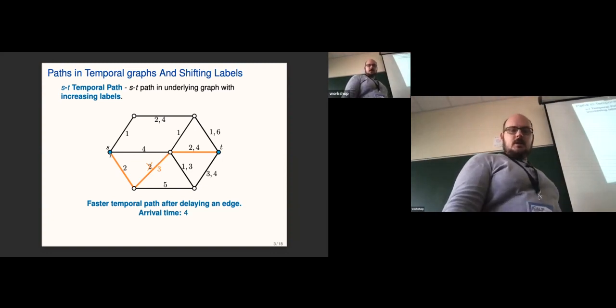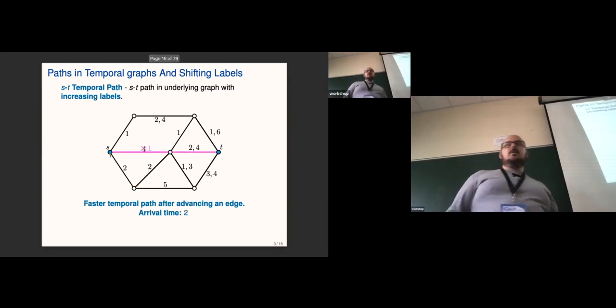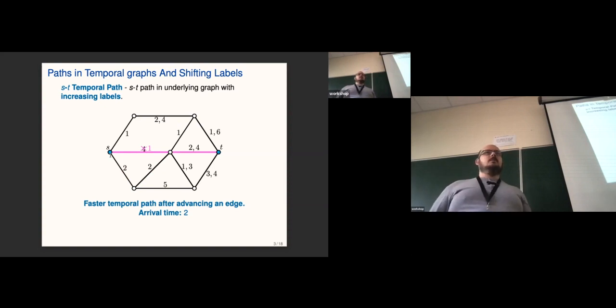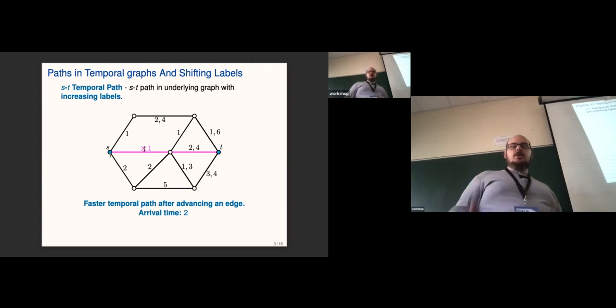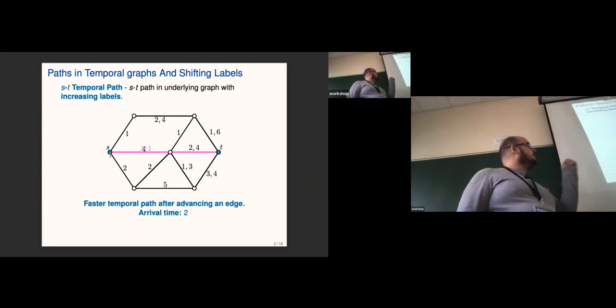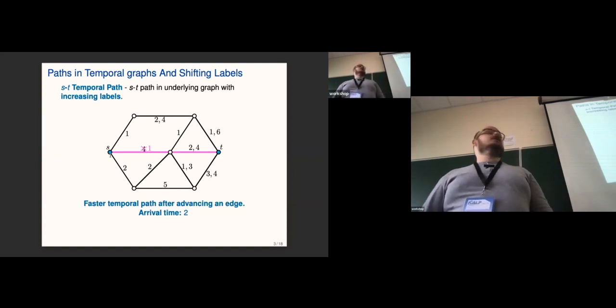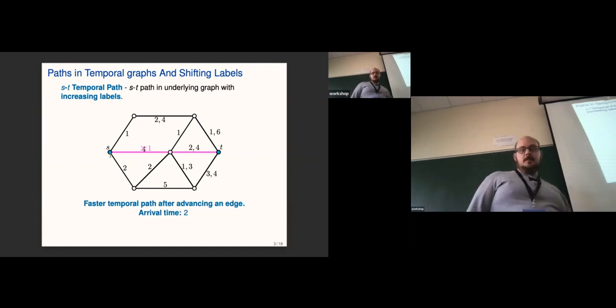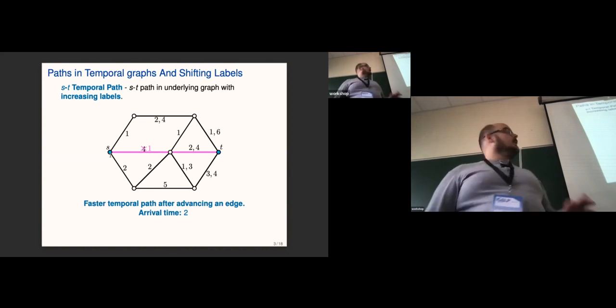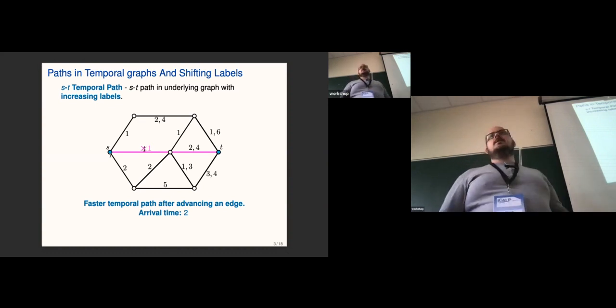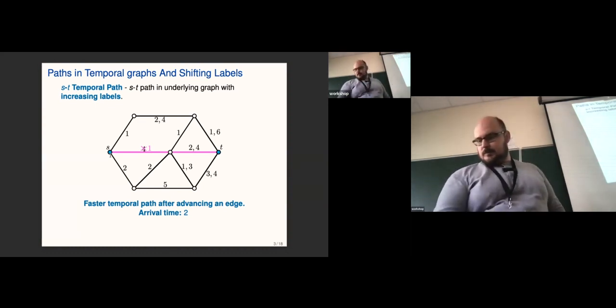And similarly, if instead of delaying, we're allowed to change some edge to sooner, so kind of advance it, then we can even reach T at time two by advancing this edge from time four to time one, taking it at time step one, and then taking the next edge at time step two directly to T, right? So these are these kind of shifting operations that we are allowed to use.